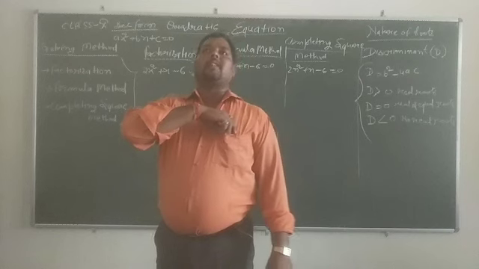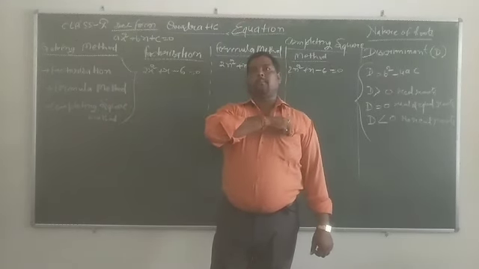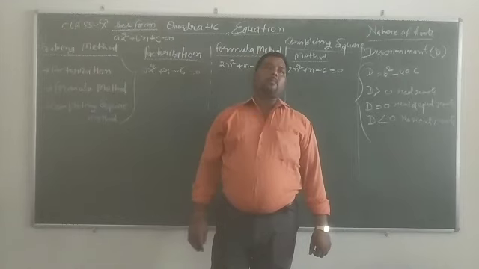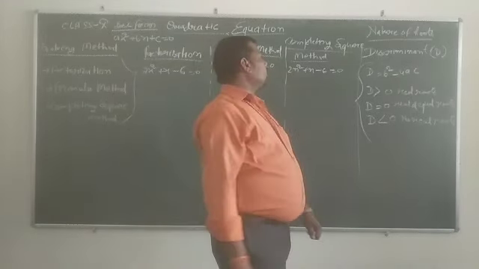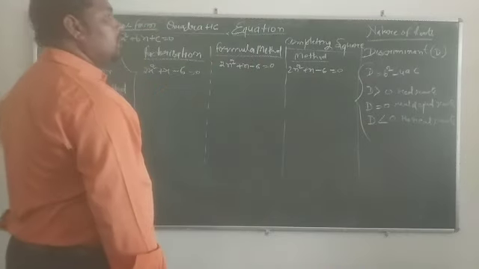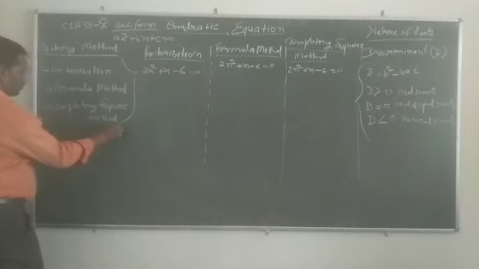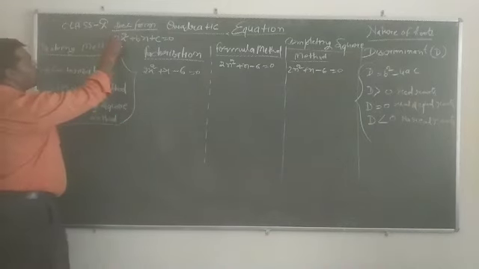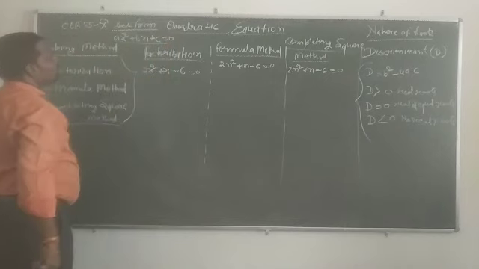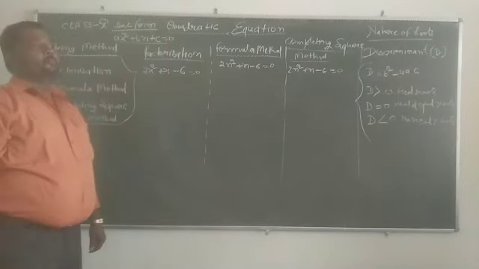Students, in today's maths class, I am explaining the fourth chapter, that means quadratic equations. You also studied the quadratic equation in the second chapter, polynomials, where you studied the basic form. What is the basic form of a quadratic equation? That is ax square plus bx plus c equals 0.